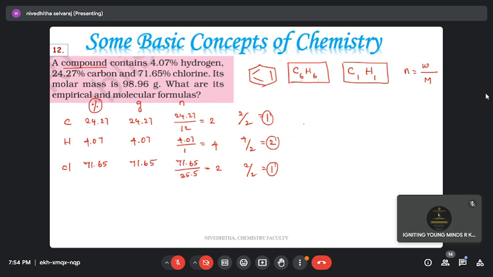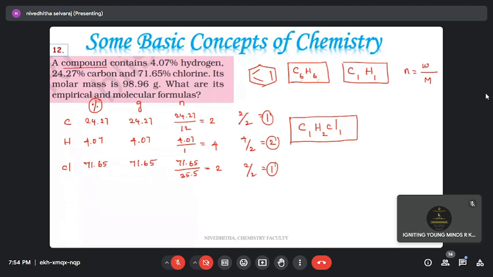In this compound, I have carbon, hydrogen, chlorine. And for carbon, the least whole number is 1. Hydrogen, the least whole number is 2. And for chlorine, the least whole number is 1. So this is the empirical formula of this compound. Okay. So now we found the empirical formula of this organic compound. Next, we have to find the molecular formula of this compound.